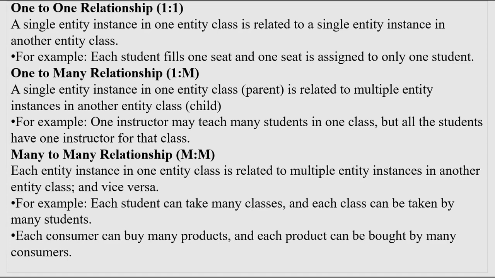Many-to-many relationship. Each entity instance in one entity class is related to multiple entity instances in another entity class and vice versa. For example, each student can take many classes and each class can be taken by many students. Each consumer can buy many products and each product can be bought by many consumers.